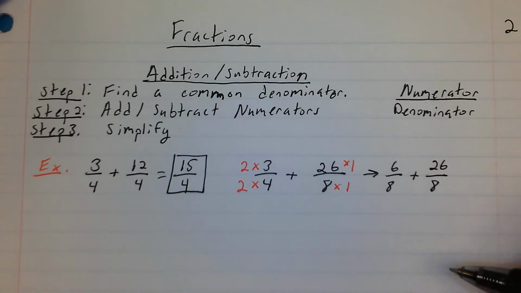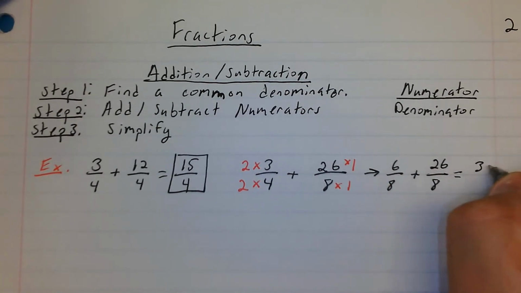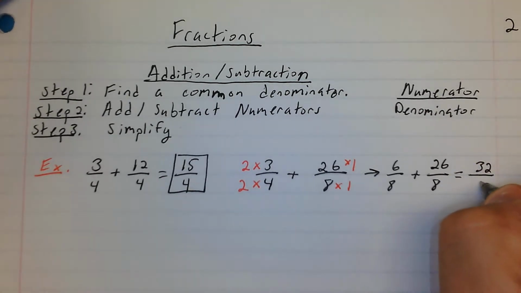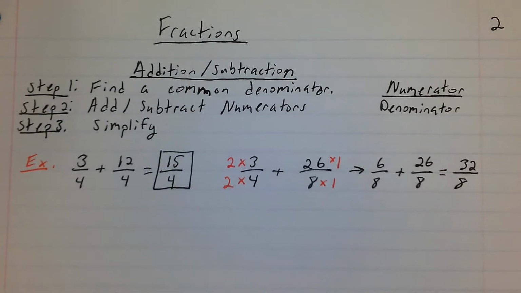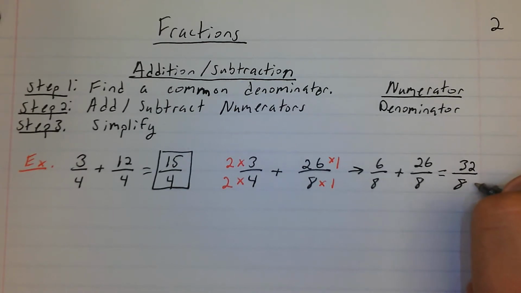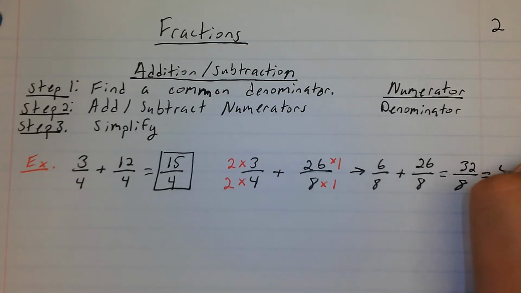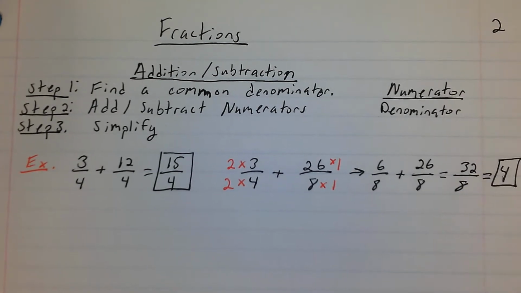Now I can just add the numerator. So 6 plus 26 would be 32. On the bottom I'm going to have 8. Then from here I need to simplify. 32 divided by 8, because remember the fraction sign means divide. 32 divided by 8 can simplify to 4.